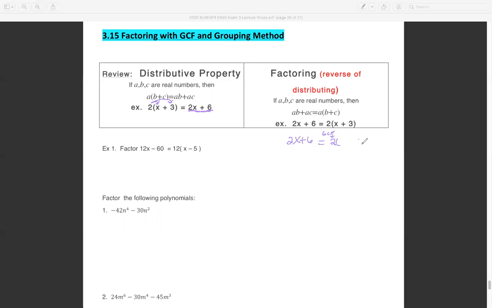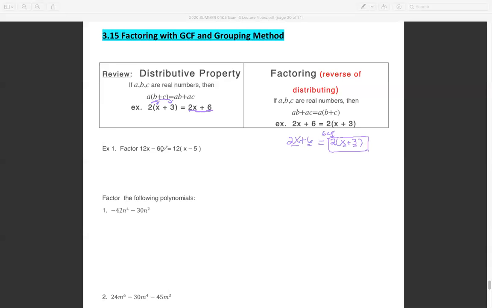And then what you do, I know the answer is already up here, is you say, what do we need here times 2 to get back 2x? Well, we would need an x. And then what would we need here to multiply by 2 to get back a 6? We would need a positive 3. So that's how you do your factoring, and this would be your answer if you were asked to factor this expression.